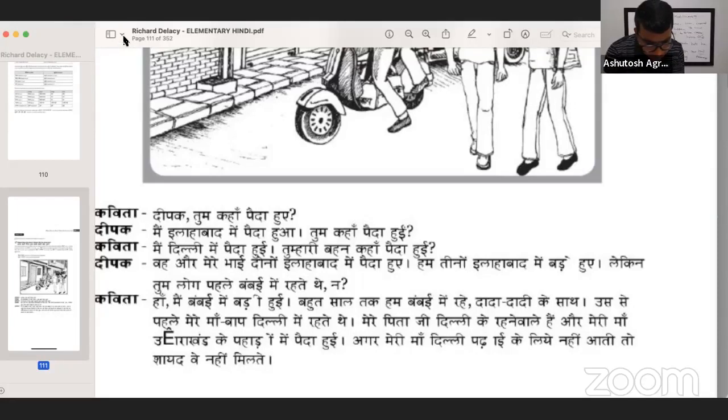Jackie ji, you want to read it? Be comfortable. Deepak. Yeah. So no, wait. So you will be Kavita, and let's do Deepak. Who would be Deepak? Okay, Nandini ji, you will be Deepak. Right? Go for it.